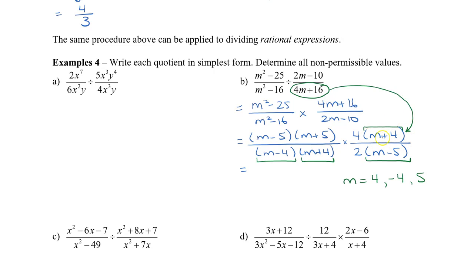And when I look in my numerator, I also have another negative 4 as a non-permissible value, but I've already written it down so I don't have to write it again. Okay, we do some canceling. This is the fun part.